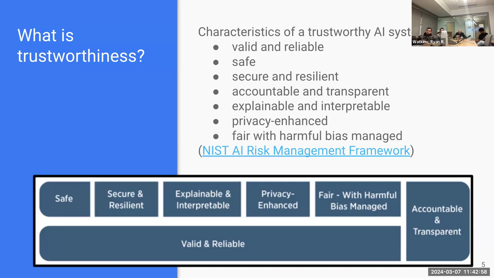And so I think it is once again valuable to think about how this umbrella term of trustworthiness can only get us so far. We really have to start digging into these different pieces.